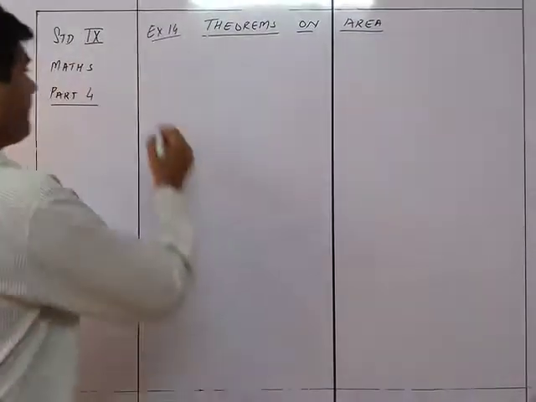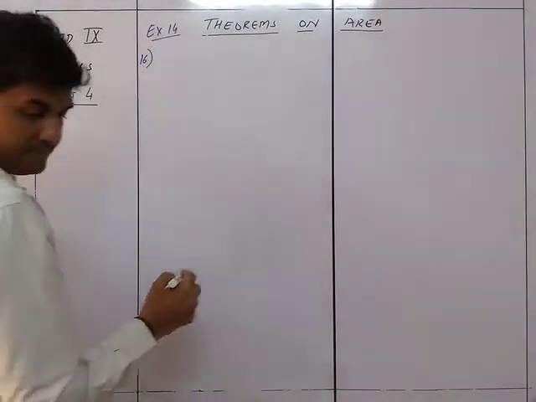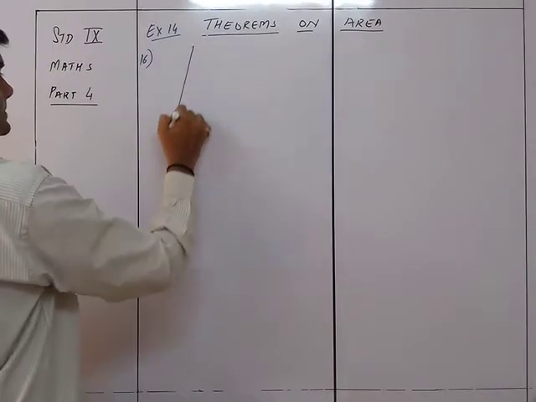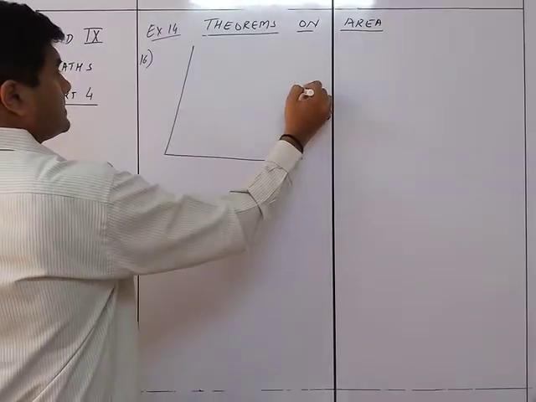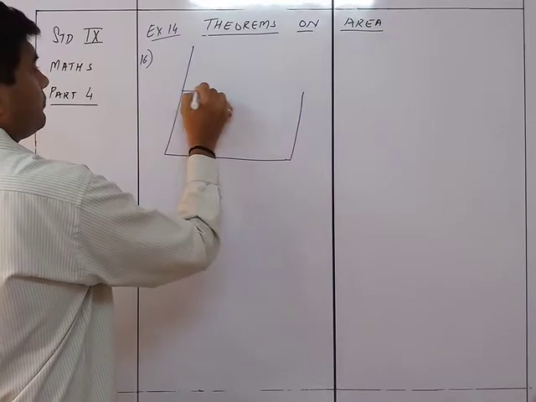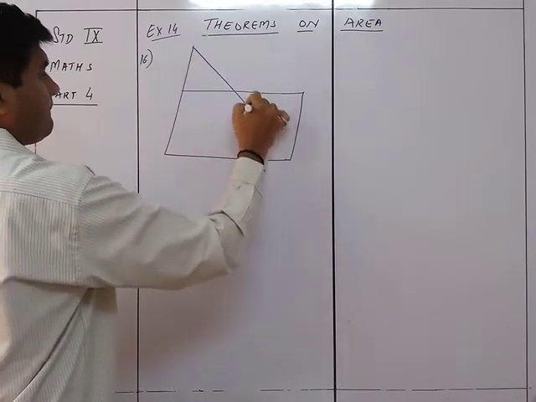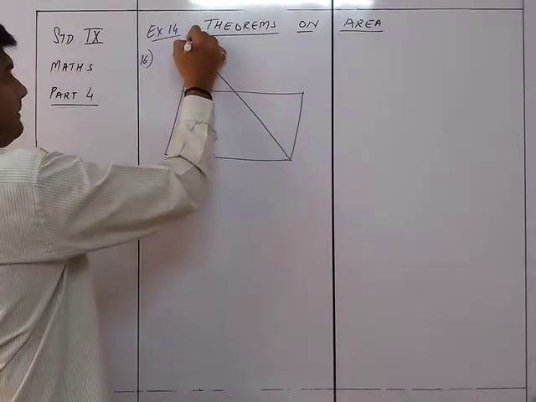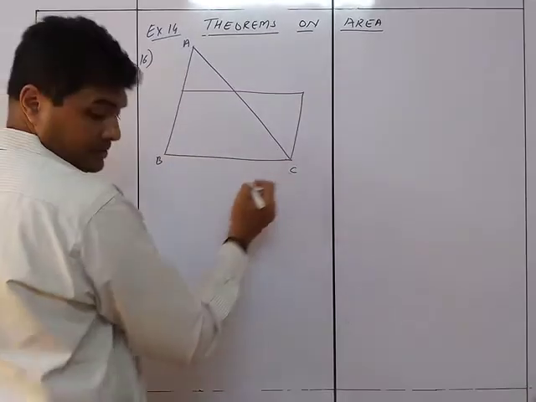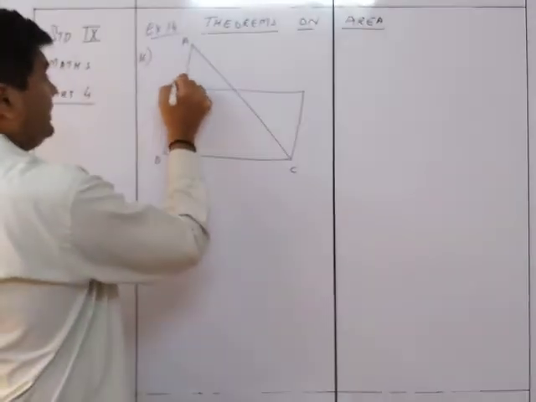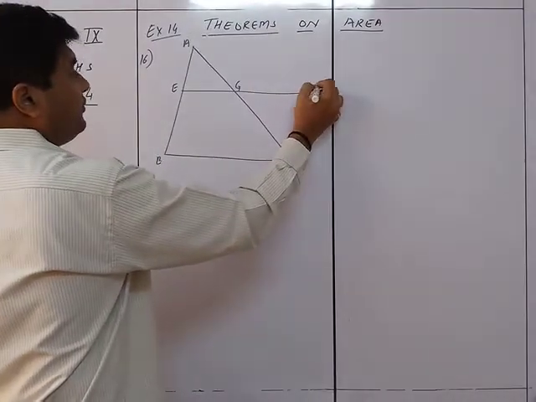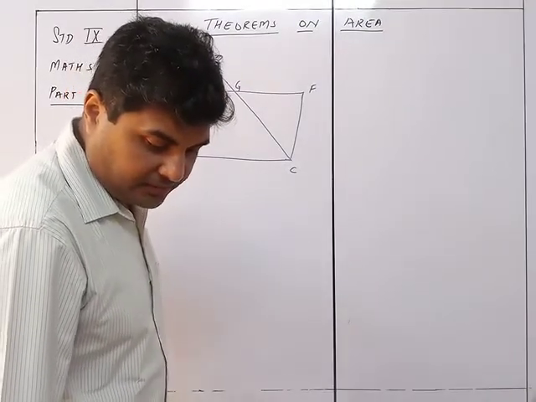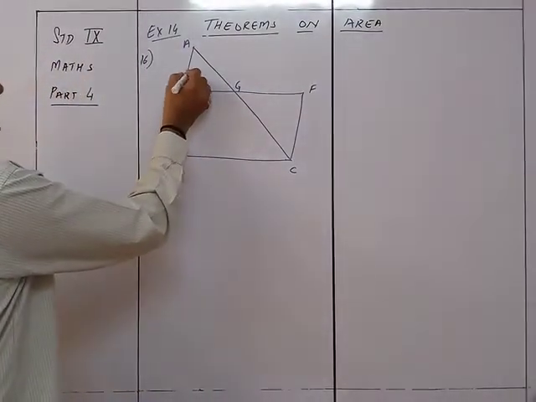Sum number 16. Okay, this is A, B, C. This is E, G, and F. You are given certain things, that E is the midpoint. So E is the midpoint.